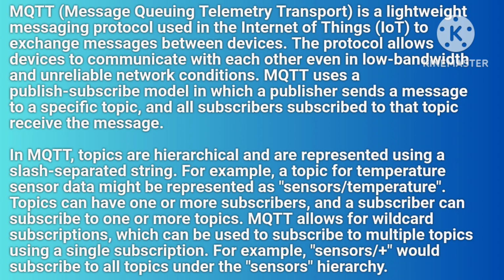In MQTT, topics are hierarchical and are represented using a slash-separated string. For example, a topic for temperature sensor data might be represented as sensors/temperature. Topics can have one or more subscribers, and a subscriber can subscribe to one or more topics. MQTT allows for wildcard subscriptions, which can be used to subscribe to multiple topics using a single subscription. For example, sensors/+ would subscribe to all topics under the sensors hierarchy.